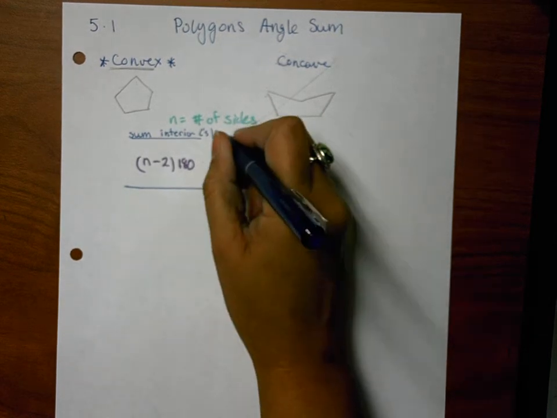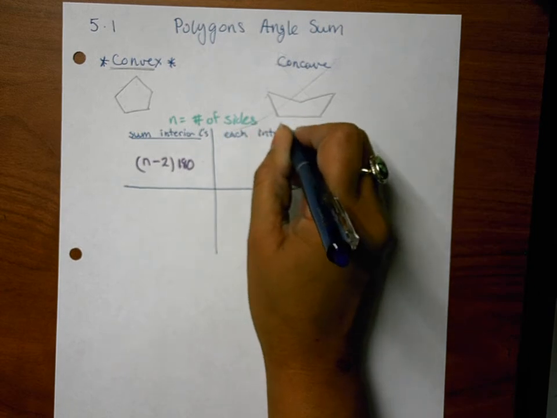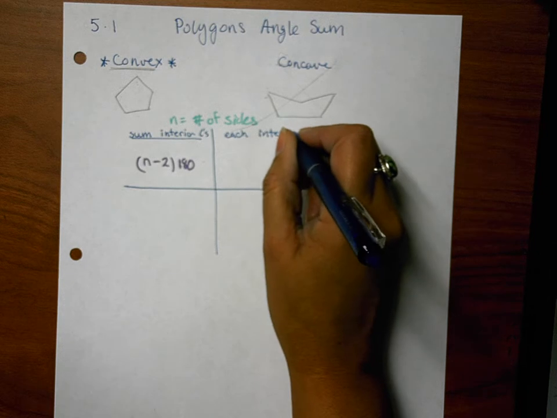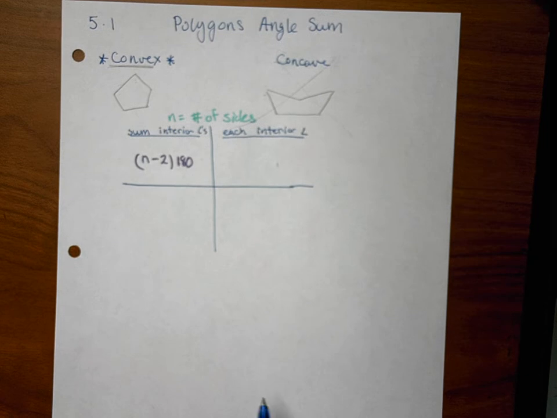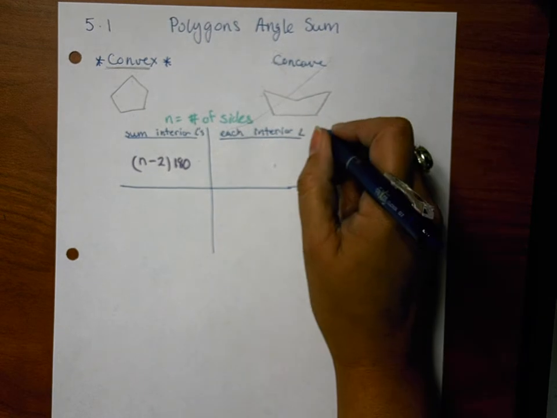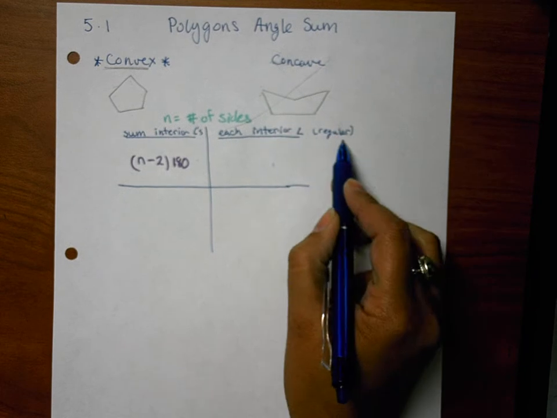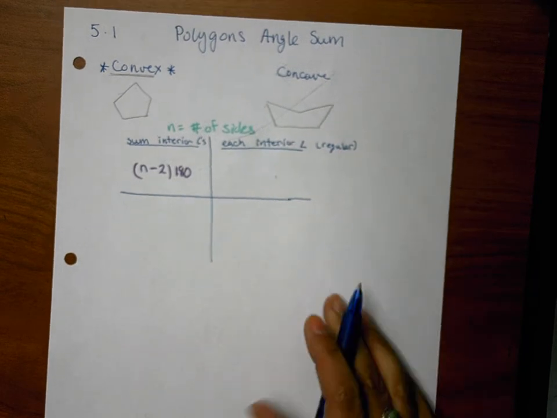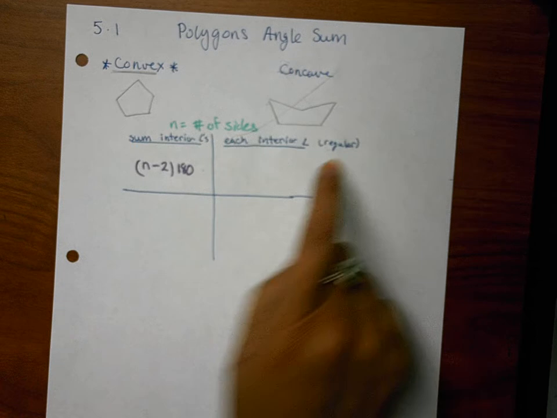All right. Next one is each interior angle. So one interior angle, each interior angle, the interior angle. Those are all the different types of words they're going to use. And I'm going to put here regular. If you're looking for each, it's going to have to be a regular polygon. And it will say it. It typically will say find the measure of an interior angle for the regular polygon.